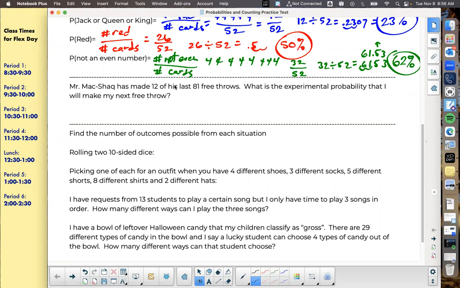Well, experimental means you're going to look at the numbers that you've used. Probability means I'm going to need two numbers. So I'm going to look at the number of made free throws divided by the number of free throws. Because it says, what is the probability I'm going to make my next one? So that's why the top is the makes. Well, I made 12 free throws and I took 81 free throws. Twelve divided by 81.